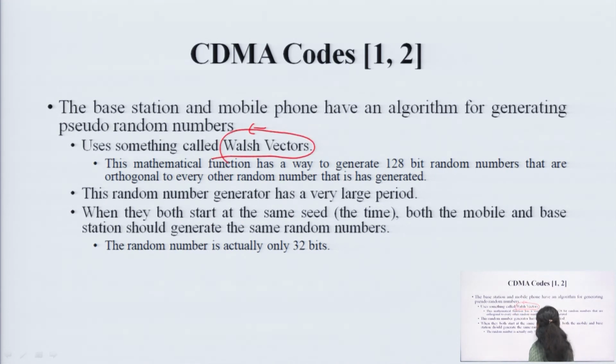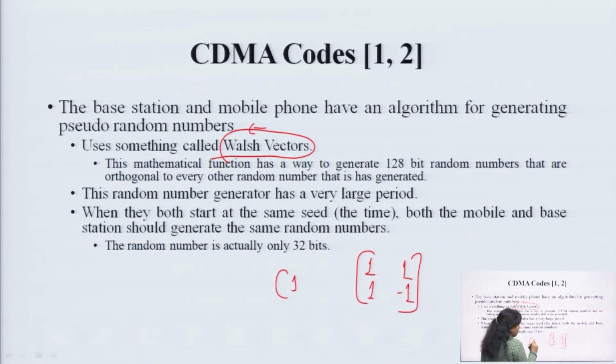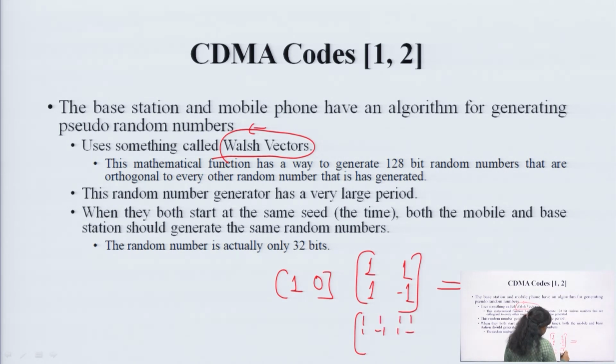Whatever I have said, the PN sequences are generated by this Walsh table. Like this is a 2 cross 2 matrix. Whatever code you have, let us say I want to transmit this 1 0. Now, this 1 0 is multiplied by this matrix and then a code will be generated, that will be the CDMA code. It can be extended to a 4 cross 4 matrix, like this 4 cross 4 Walsh table.